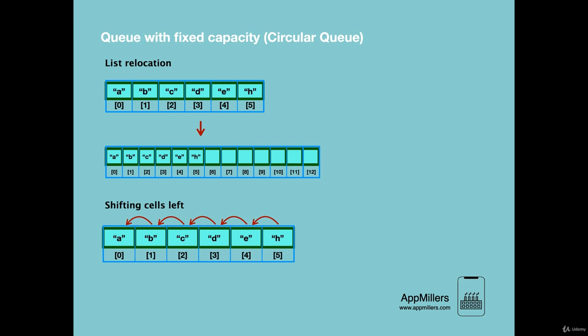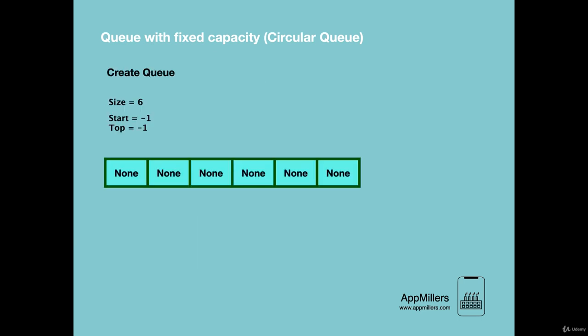So the first operation will be to create a circular queue. In this case, we create a blank list with fixed size and we create two variables, top and start, and we set them to -1. We know that in Python, to create a blank list with a fixed size, we need to set all elements of the list to None. So here we have created a queue with the size of 6. As you see, we have 6 elements in the list and we have set all elements to None. So now we have an empty queue like this.